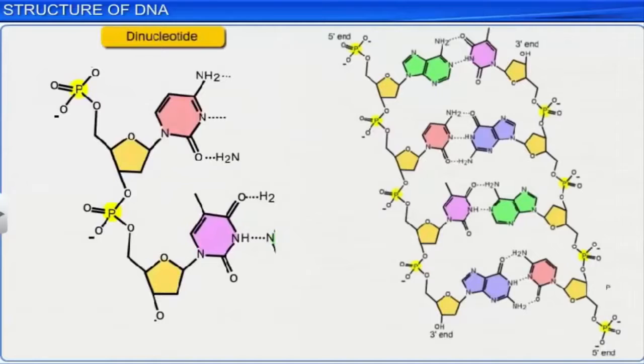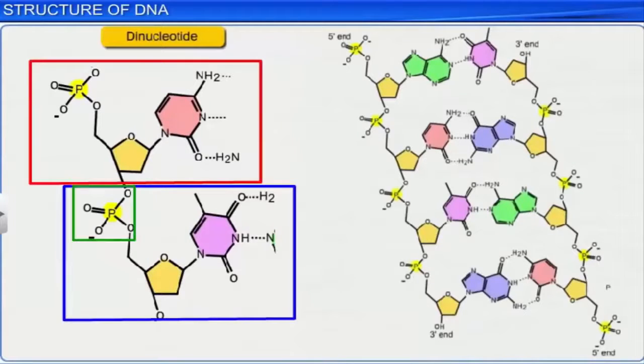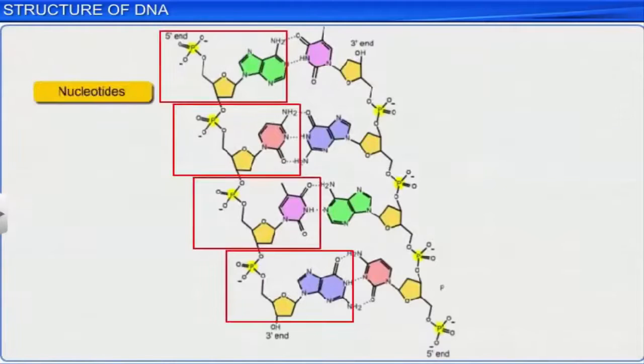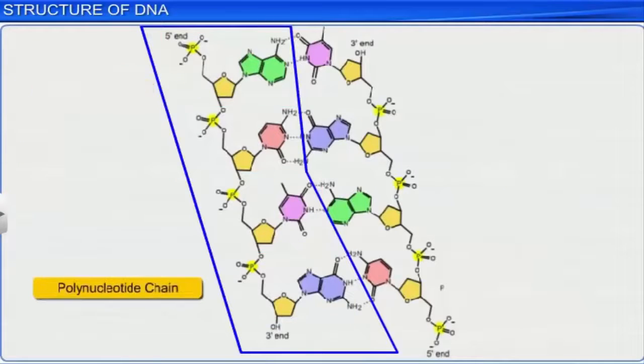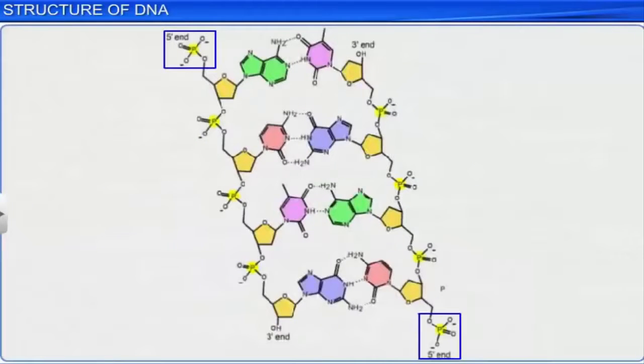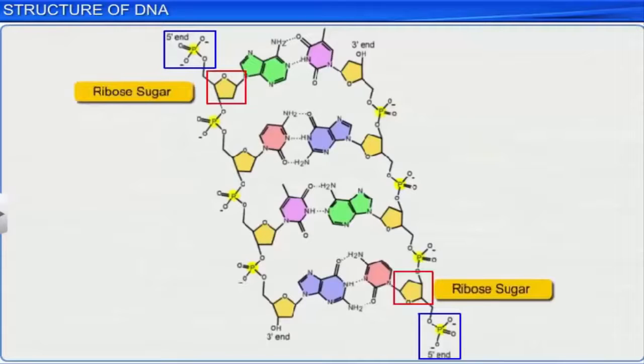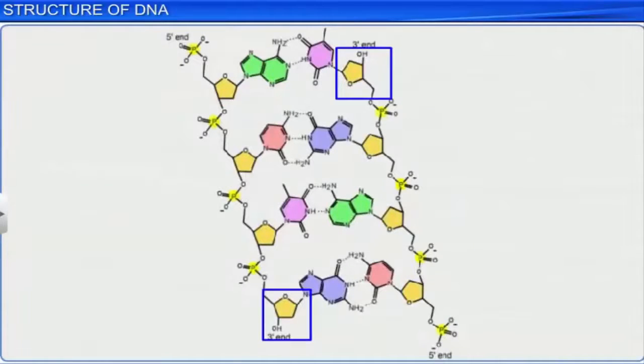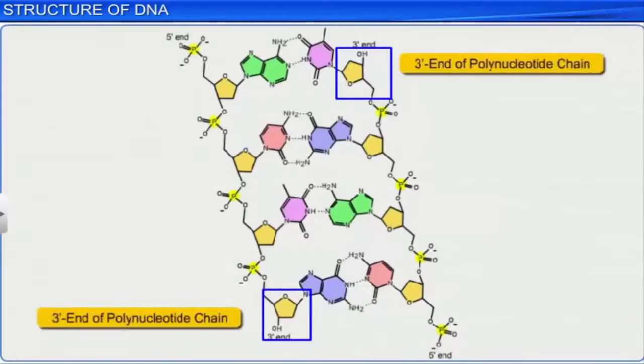Also, a dinucleotide is formed when two nucleotides are linked through a 3', 5' phosphodiester linkage, and several such nucleotides can join similarly to form a polynucleotide chain. At one end of this chain is a free phosphate moiety at the 5' end of ribose sugar, which is called the 5' end of the polynucleotide chain. Similarly, at the other end of the chain is present a ribose with a free 3' OH group, which is called the 3' end of the polynucleotide chain.